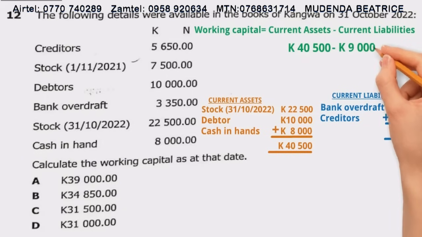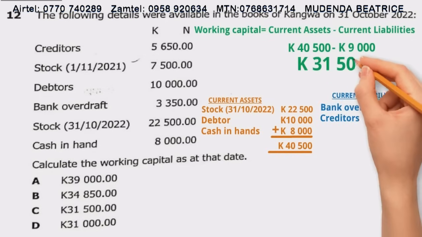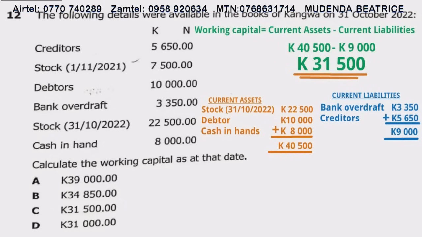So we're going to go there on top and write minus 9,000. So we have an expression which is 40,500 minus 9,000 kwacha. When we find the difference, 40,500 minus 9,000 will give us 31,500. That is the working capital. So the correct answer is C. Basically this is how you solve this one.